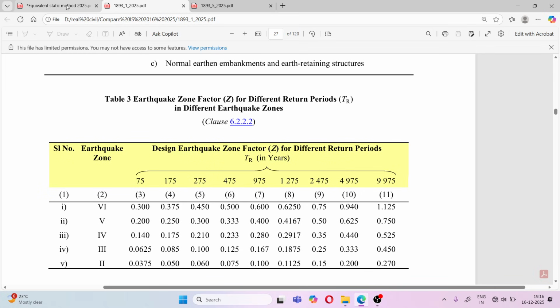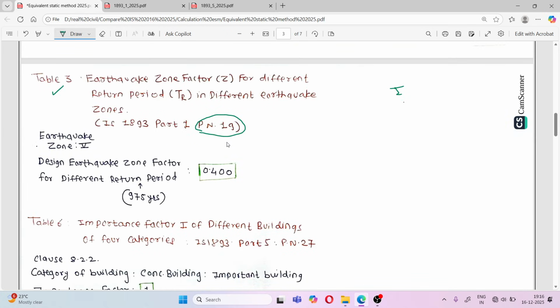So this is how you can find the zone factor. Earthquake zone 5 is given in the table, or you can see the annexure also. Some cities are given and zones are assigned there. That's how the zone factor comes. This is the major change in IS 1893 2025.